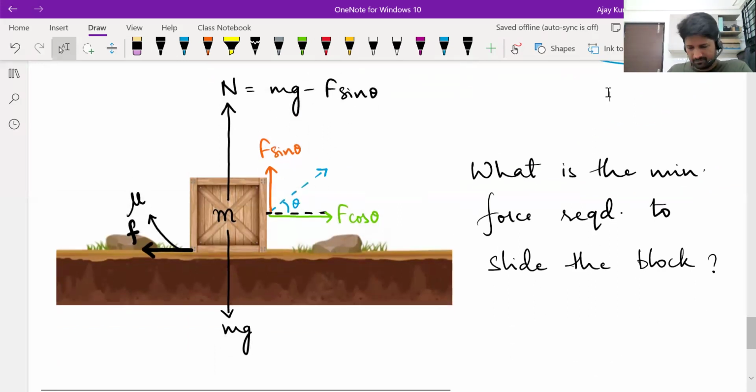Now you all tell me, what is the inequality that we need to write? If you want to find out the minimum force required to slide the block, how will you write the equation?